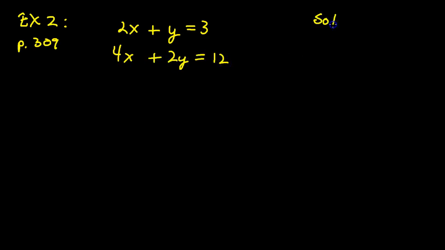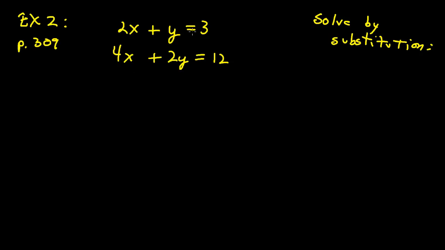Right, so the book instructs us to solve by way of the substitution method, and we'll do it similarly. You solve for one variable in terms of the other, and then substitute the resulting expression for that variable in the other equation, resulting in one equation with one variable.